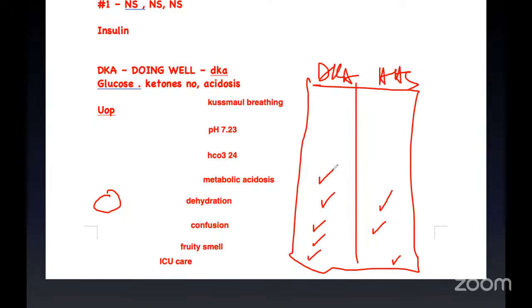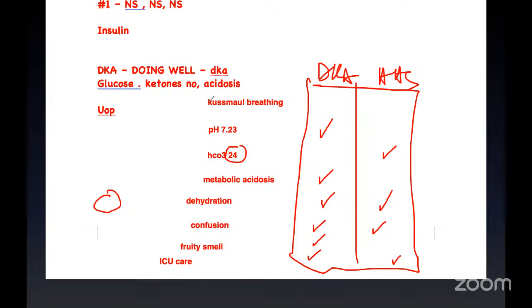Whose bicarb is going to be 24? This is normal, HHS, because there's no acidosis. Whose pH is going to be acidotic? DKA. Who is going to have Kussmaul breathing?